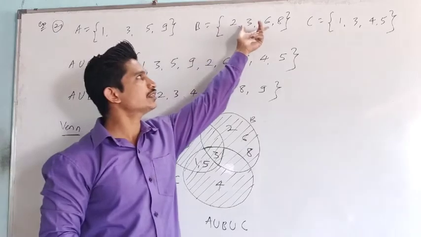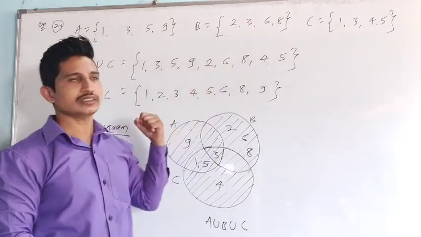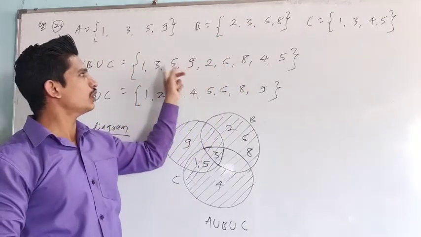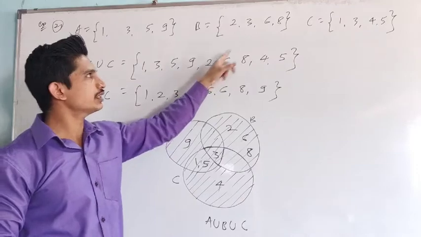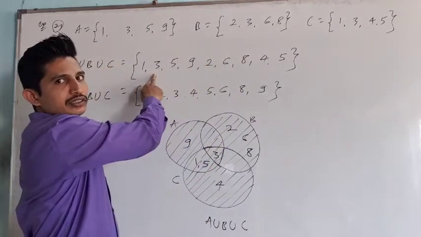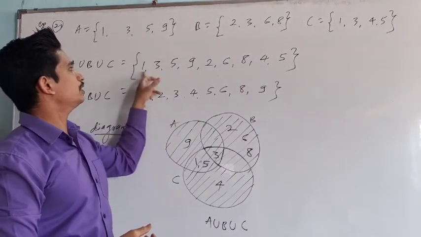Write all the elements of this set also in the one set. 2, 3, 6, 8. 2 I wrote here, 3 is already here, so don't write 3 again. 6 and 8 here, because 3 I already wrote here. Then 1, 3, 5, 9 I wrote here.